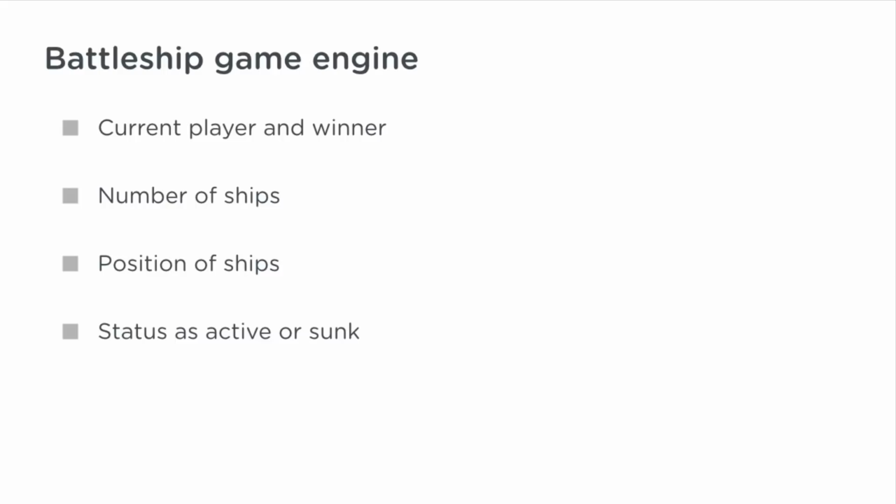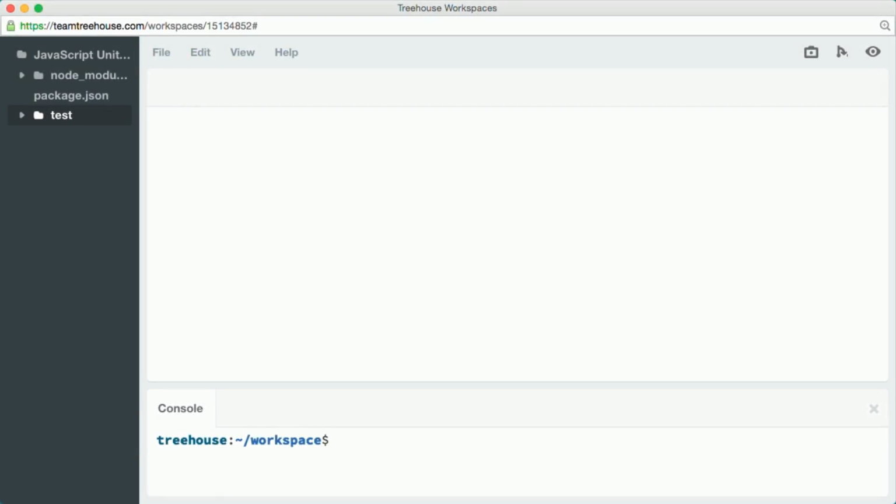I know that sounds like a lot, but just like our title case function from the end of the previous stage, we'll use BDD to break all of this down into small chunks by writing unit tests. So let's start with the smallest part of the game, the ships.